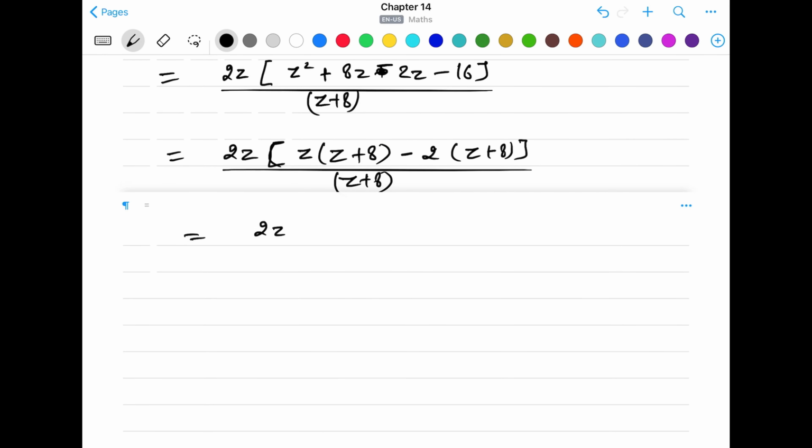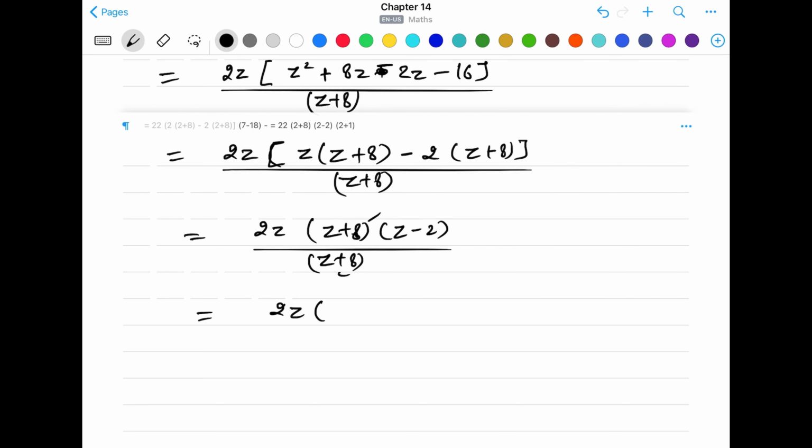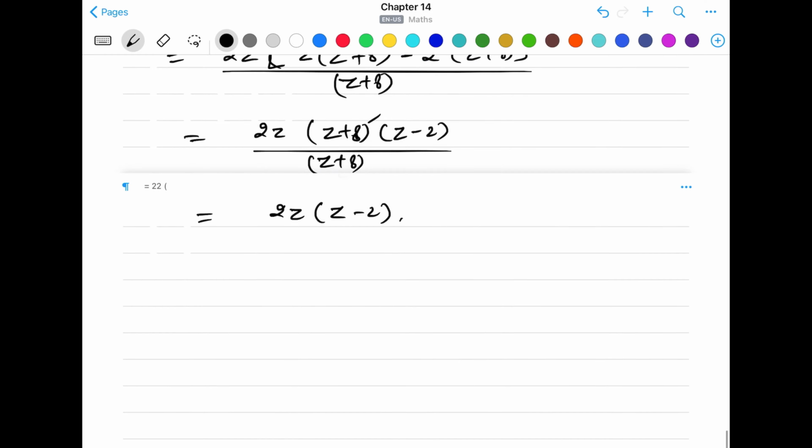So we have 2z, and inside the bracket we're left with z plus 8. After taking this z plus 8 common, in the second bracket we will have z minus 2, and in the denominator we have z plus 8. Now this z plus 8 and z plus 8 will be cancelled out, so we're left with 2z into z minus 2.